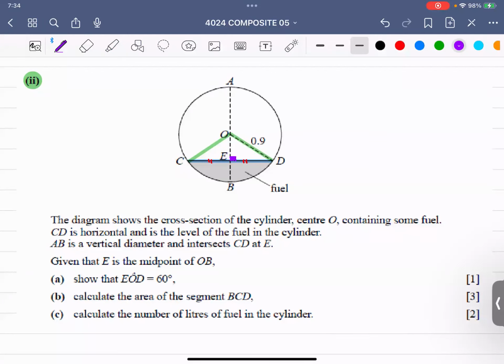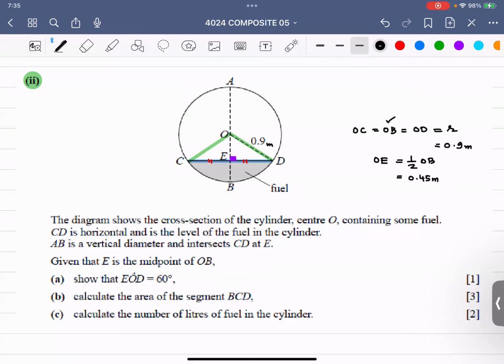First of all, it says, given that E is the midpoint of OB. Now, how much is OB? First of all, OC, OB, and OD, they all are equal to radius. They all are equal to 0.9. Let me write down the units. That is meters. And E is the midpoint. So therefore, OE is half of OB. That comes out to be 0.45 meters. Okay. So therefore, show that EOD.